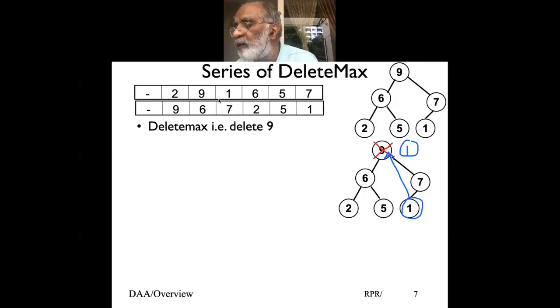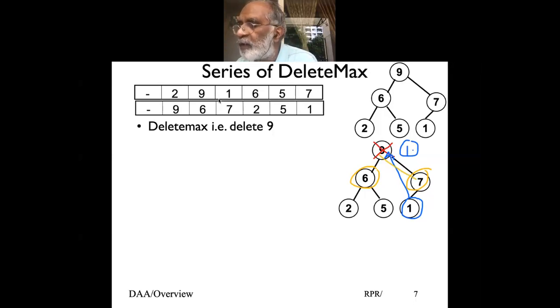Now look at whether it satisfies the heap property. We know that 1 is less than 6 and 7, so 1 has to go down the tree. Now find the two children. The two children are 6 and 7. Find out which is the bigger of the two. In this case, 7 is bigger.